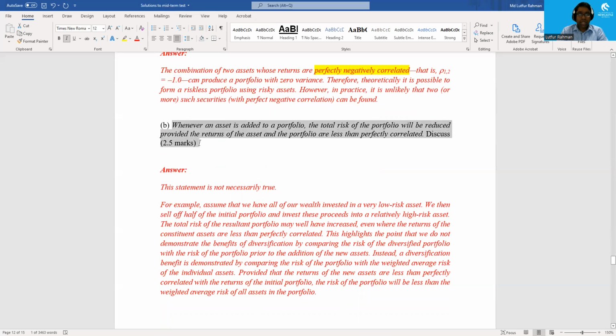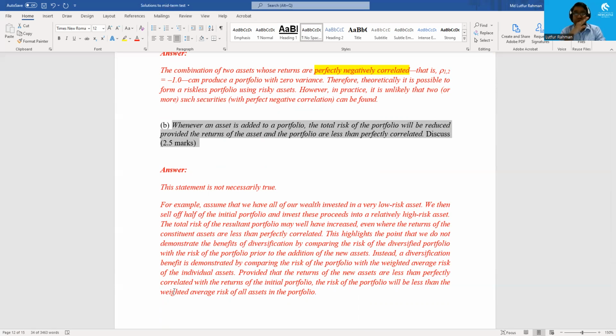The next question is part B of the same question. Whenever an asset is added to a portfolio, the total risk of the portfolio will be reduced, provided the returns of the asset and that of the portfolio are less than perfectly correlated. Now, many of you have tried to explain that this statement is correct. It is not necessarily correct, okay?